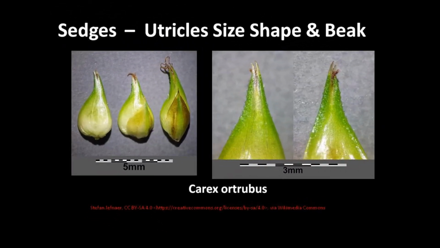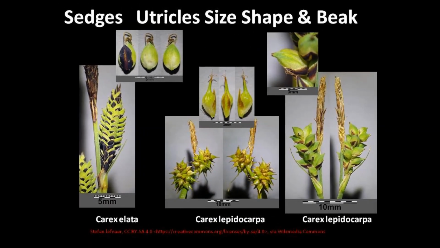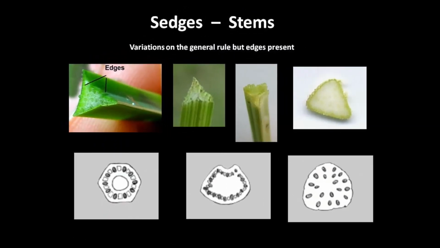Here on the left we see a utricle with a glume attached to its base, and on the right we see the tips of the utricle depicting the beak shape. In this comparative slide we see variation of the inflorescences of 3 species of Carex and their associated utricles. With the stems of sedges, there is no guarantee of a tuberose base, with a general variation on the theme, but in general always with edges.